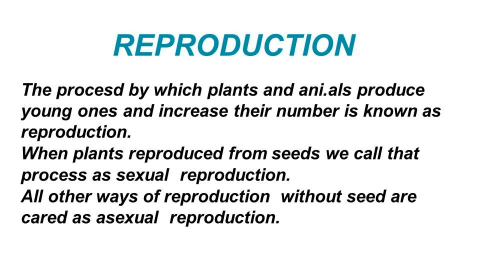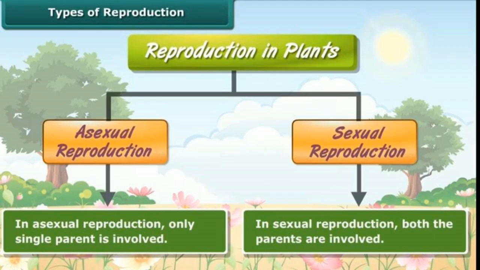The process by which plants and animals produce young ones and increase their number is known as reproduction. The drumstick tree can be grown from both seeds and stem cutting. When plants reproduce from seeds, that process is called sexual reproduction. The other way of reproduction, without seed, is called asexual reproduction. There are two types of reproduction in plants, sexual as well as asexual.